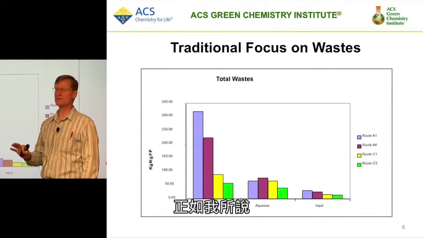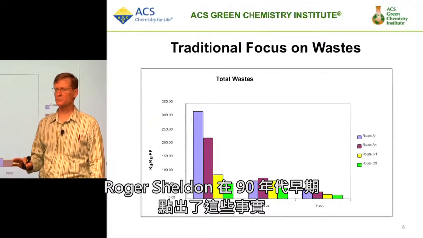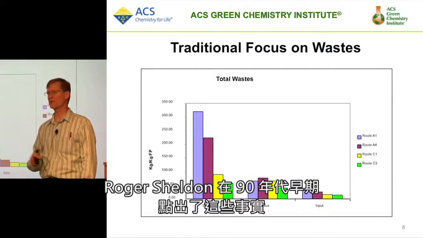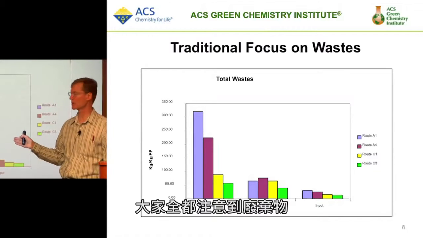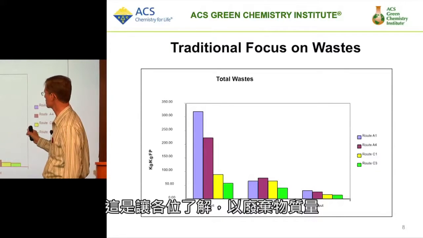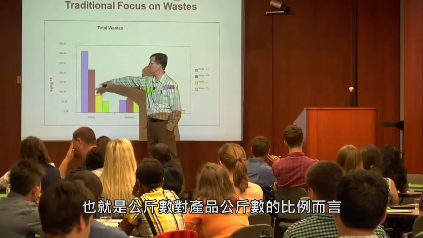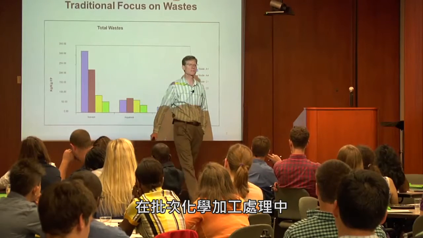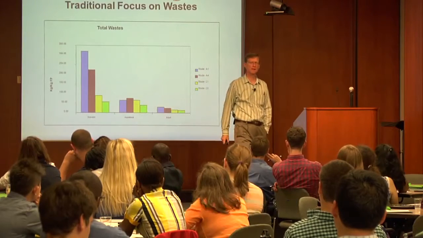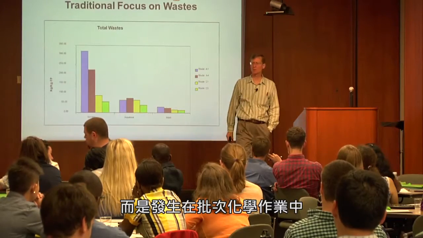Historically, in most industries, because of the E factor, and Roger Sheldon pointing out those facts in the early 90s, everyone focuses on waste. What this is showing you is that in terms of the mass of waste, kilo per kilo of product, solvents account for the greatest amount of waste in batch chemical processing. Again, not in petrochemical so much, but in batch chemical operations.